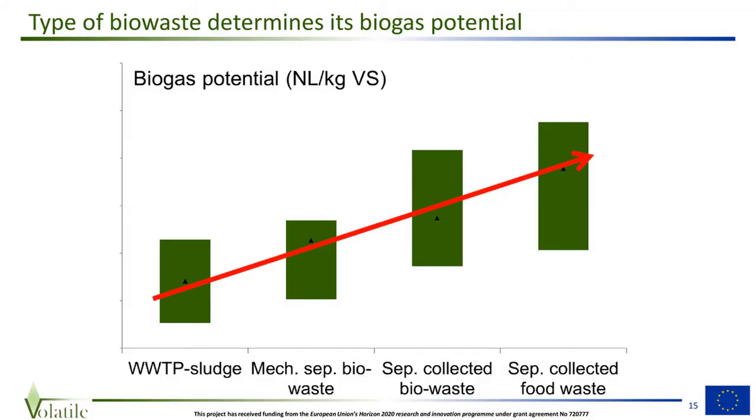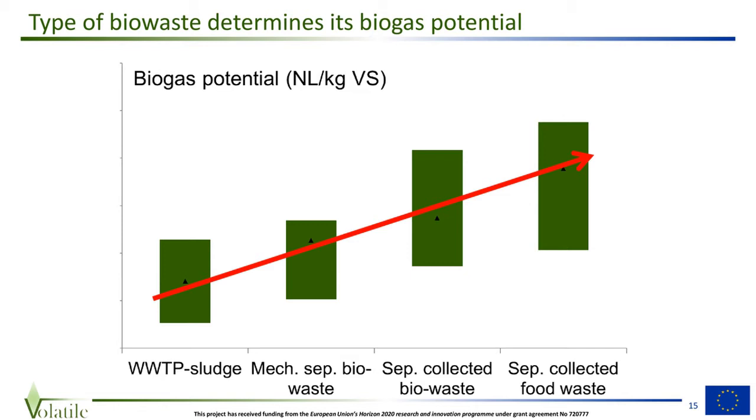So before starting with the volatile fatty acid production, we looked at the biogas potential of these different types of biowaste. As the process is very similar, we thought, and biogas production is a well-known process, we started by evaluating this, as it would give us a good indication of what to expect. And here we see clearly that wastewater treatment plant sludge has the lowest biogas potential, whereas separately collected food waste had the highest potential, with the household organics separated mechanically or at source somewhere in between.